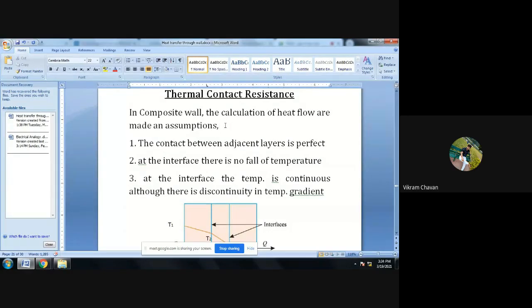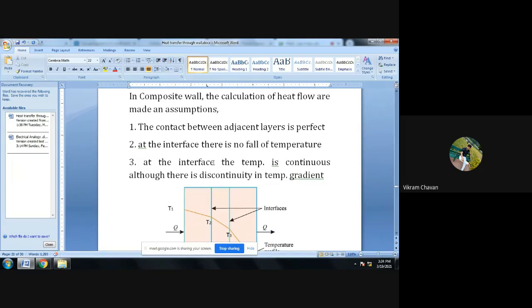at the interface there is no fall of temperature. The temperature fall is not happening, this we are assuming. Then third, at the interface, the temperature is continuous.